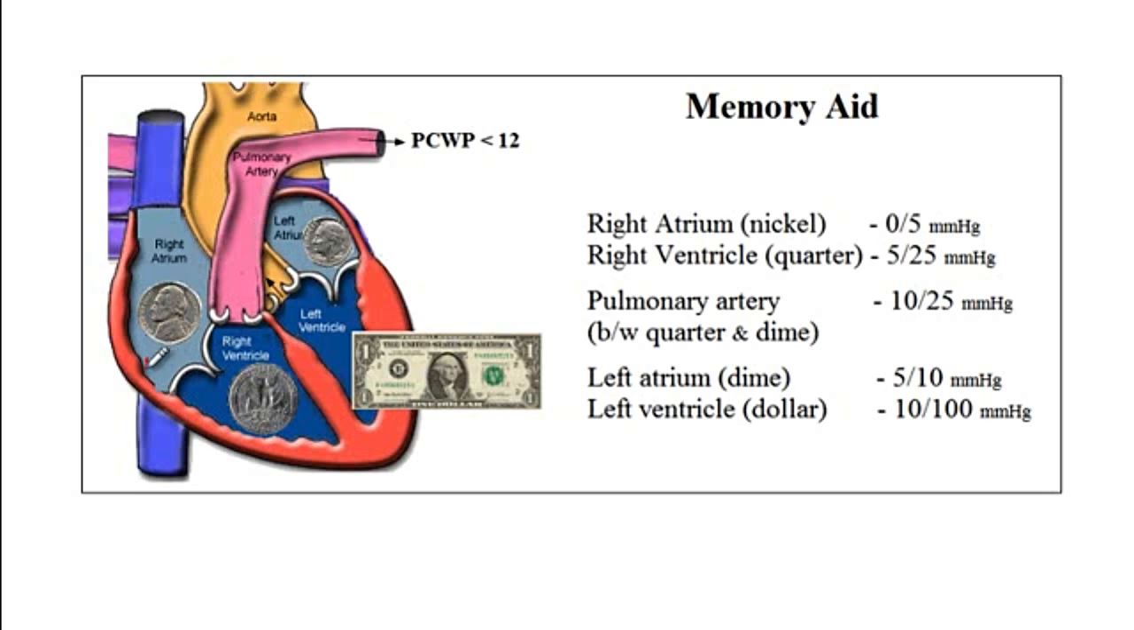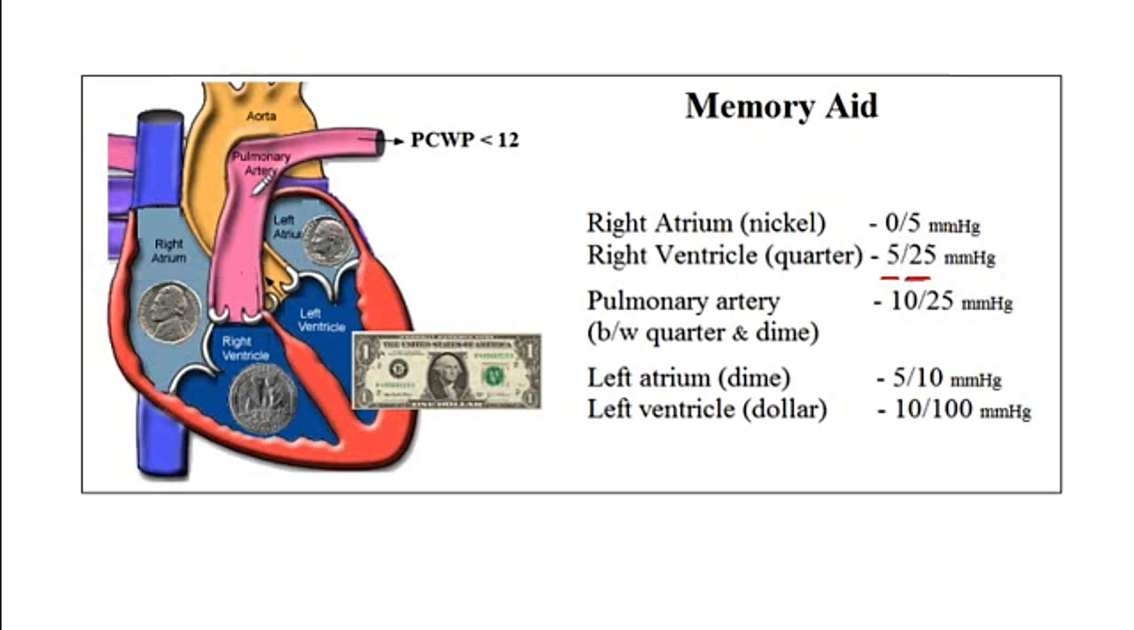So here we have a nickel in the right atrium, we have a quarter inside the right ventricle, we have a dime in the left atrium, and then finally we have a dollar in the left ventricle. Now, given that we have a nickel in the right atrium, the pressure in the right atrium is 0 to 5. So 5 for nickel. With the right ventricle, it's right after the right atrium, which was the nickel, and contains a quarter. So the pressure in the right ventricle is between 5 to 25. So 5 for the nickel that was earlier and 25 for the quarter that it contains.